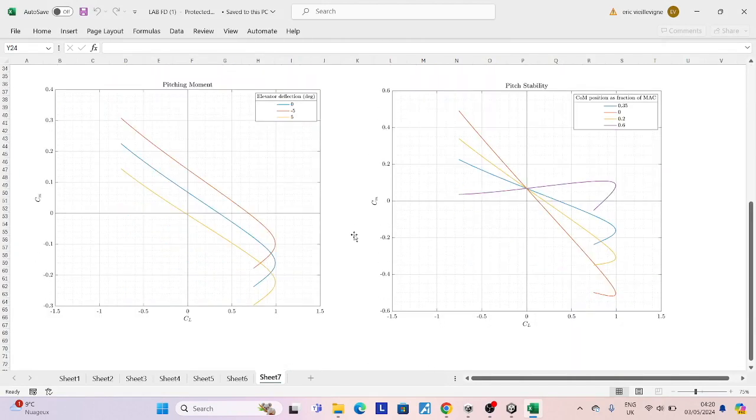Looking now at the graphs below. For the longitudinal trim, we have the pitch moments plotted for different elevator deflection angles. We can see here the yellow line passes almost through 0, 0. This means that the moment is 0 at that particular CL. For the longitudinal stability, we have the pitch stability plotted here for different CG positions. If the plot is negative, the aircraft is considered stable, and if it's positive, it is not. So I would recommend negative plots.